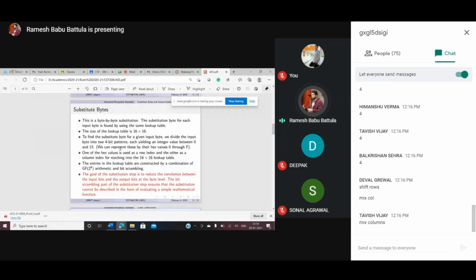This is what we discussed, and every operation we perform on the state array. Every operation we are performing on the state array. The first operation we are talking about is the substitute byte operation. We want to discuss the substitute byte operation.